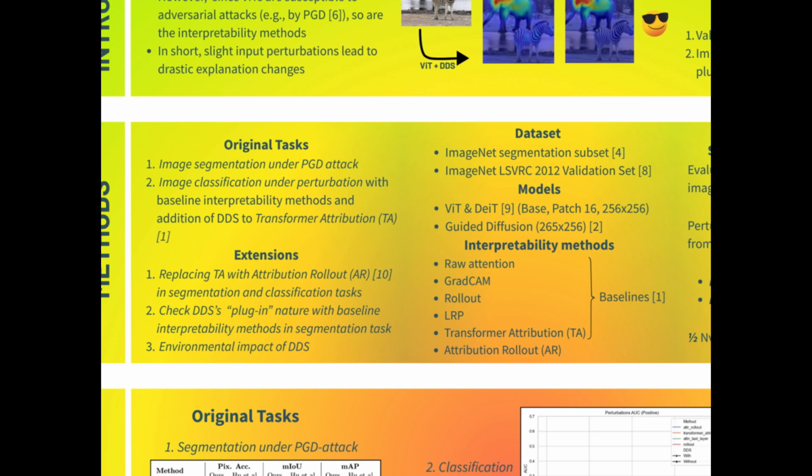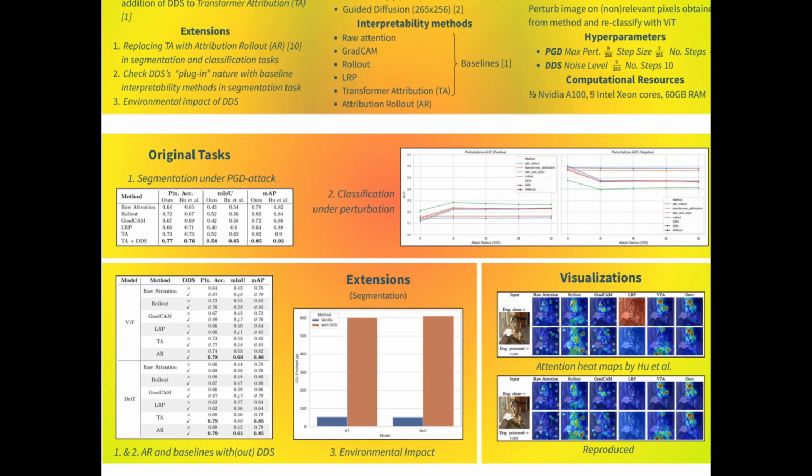We can see in the first table that unfortunately, DDS doesn't improve metrics for most baseline interpretability methods. But for AR, it results in a massive increase and also results in the best overall method. Possibly the largest result of our experiment can be seen in figure 3, namely using DDS over a baseline interpretability method results in a much higher environmental impact.